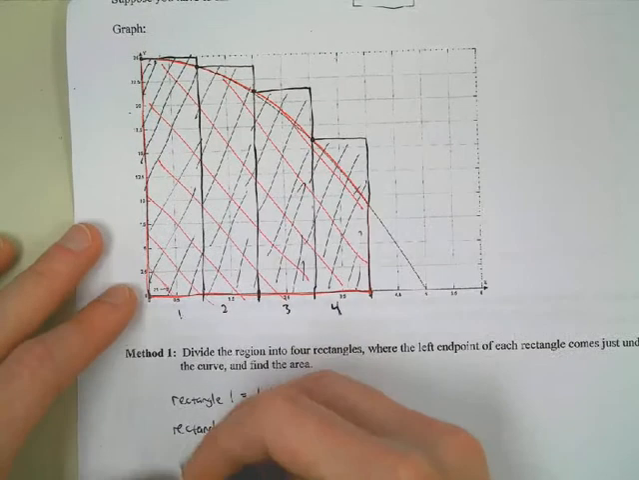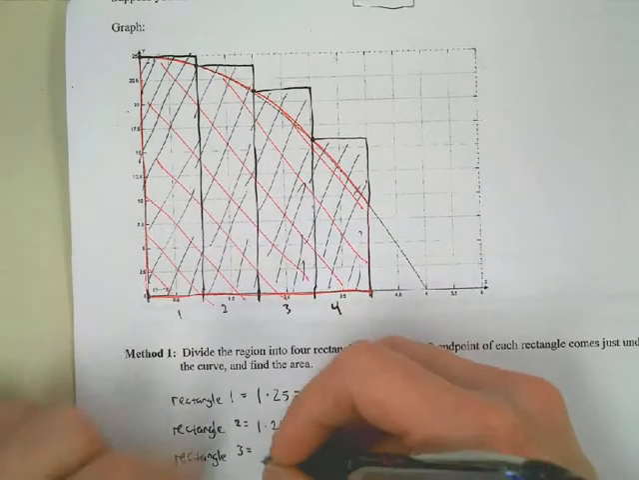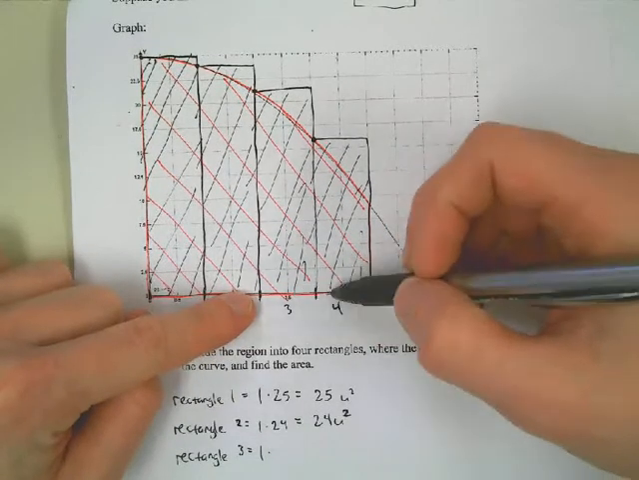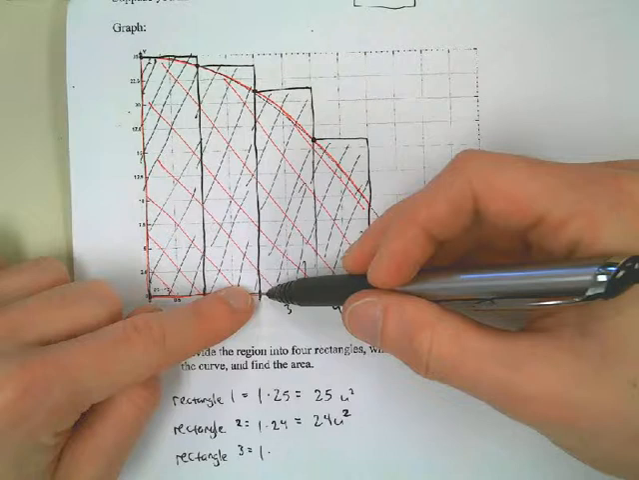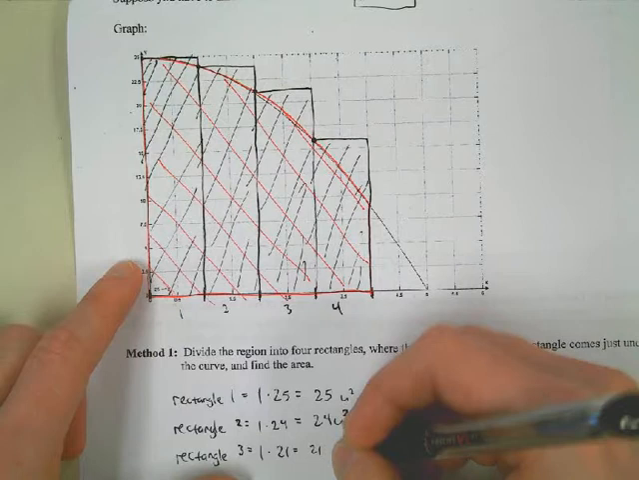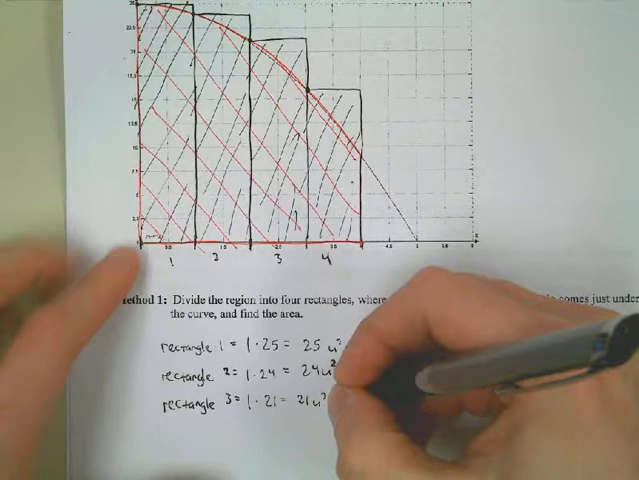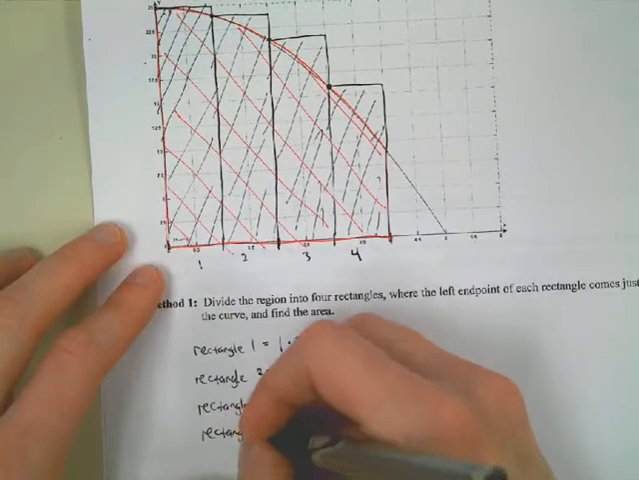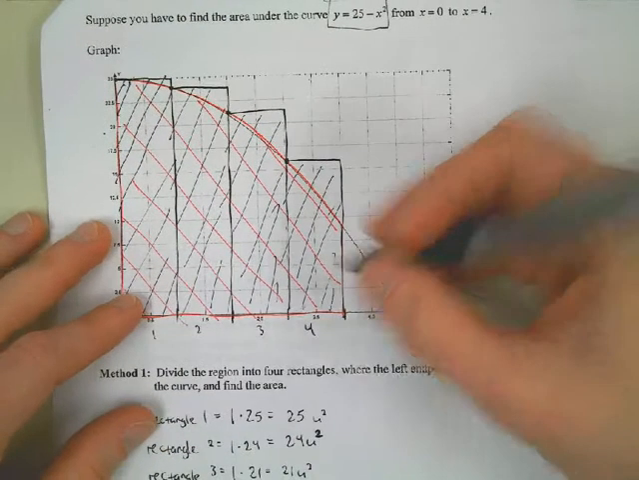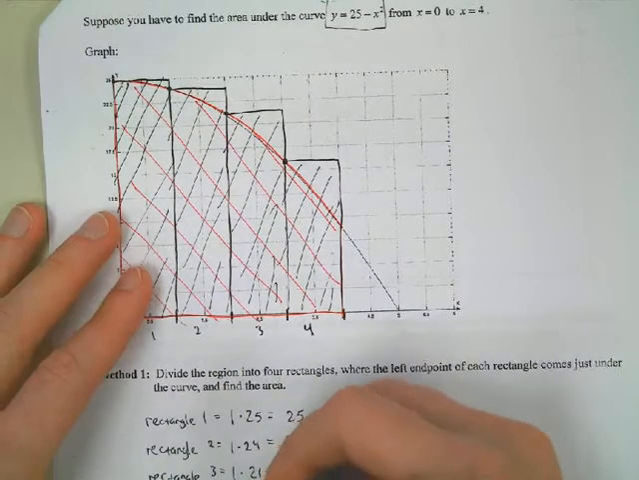All right, let's do rectangle 3. Again, the rectangle's width is 1. What is this rectangle's height going to be? So, yeah, 2 is the x-coordinate. That's determining it. So 2 squared is 4. 25 minus 4 is 21. Yeah, there's a function right up here. All right, and last but not least, rectangle quattro. Again, the width is 1, and the height is 3 squared is 9. 25 minus 9 is 16. So you get 16 units squared.